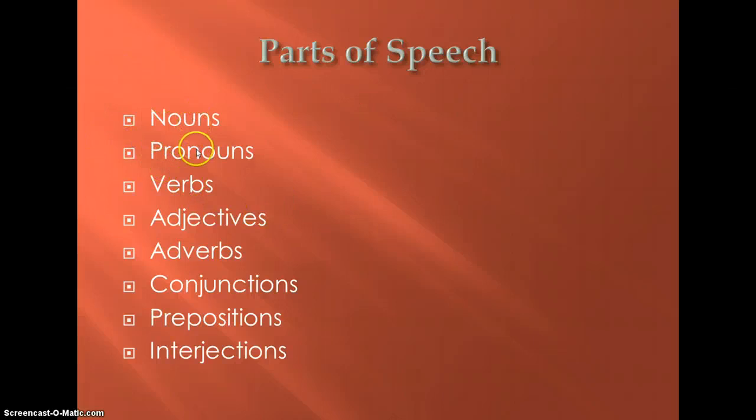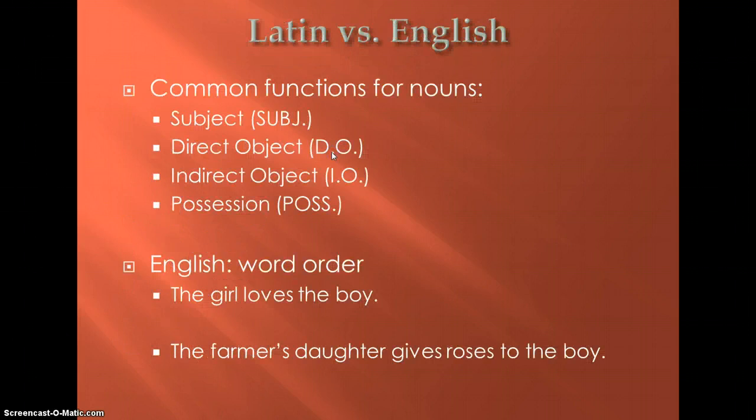Okay. Nouns, pronouns, verbs, adjectives, adverbs, conjunctions, prepositions, and interjections. Okay, so I want you to write all of those down in your notes. And the first part of speech that we're going to be dealing with today are nouns. So let's talk a little bit about nouns. Nouns are persons, places, things, ideas. They can also be sort of abstract things.